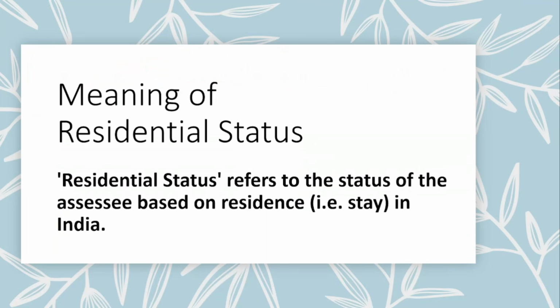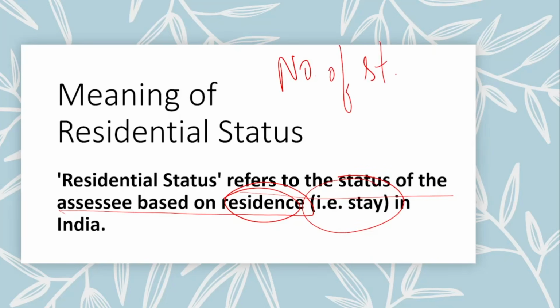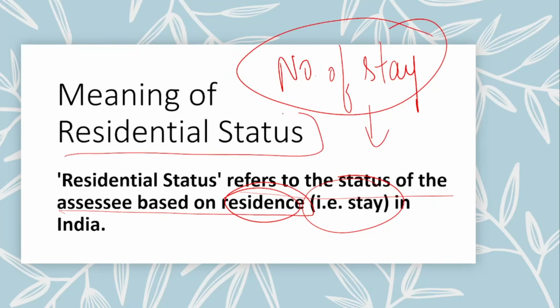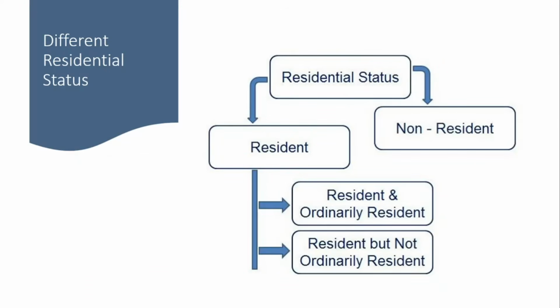Meaning of residential status: residential status refers to the status of the assessee based on the residence. Residence means stay, meaning the number of days he has stayed in India. Based on that we give him a residential status. ಒಂದು ವ್ಯಕ್ತಿ ಇಂಡಿಯಾದಲ್ಲಿ ಎಷ್ಟು ದಿನ ಉಳ್ಕೊಂಡಿದ್ದಾನೆ ಅನ್ನೋ ಆಧಾರದ ಮೇಲೆ ರೆಸಿಡೆನ್ಷಿಯಲ್ ಸ್ಟೇಟಸ್ ಏನು ಅನ್ನೋದನ್ನ ನಾವು ಡಿಸೈಡ್ ಮಾಡ್ತೀವಿ.